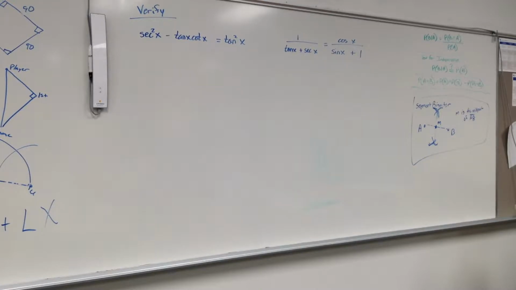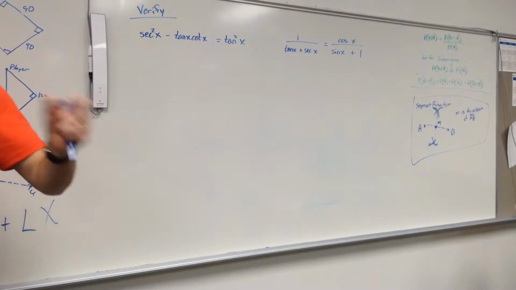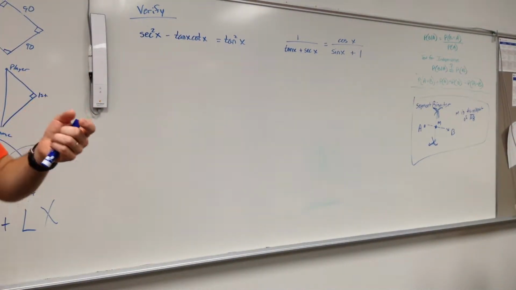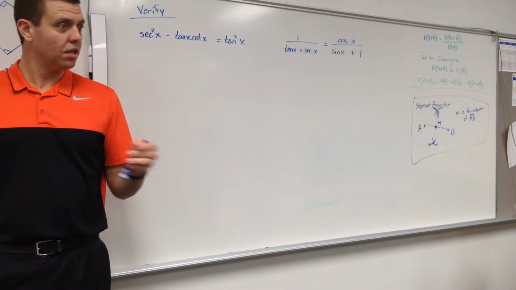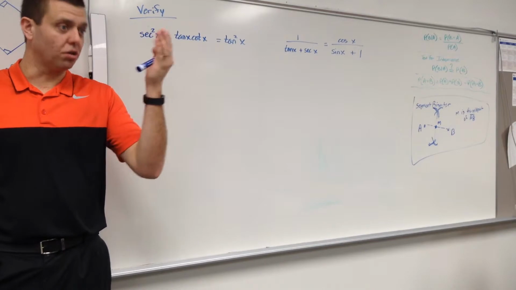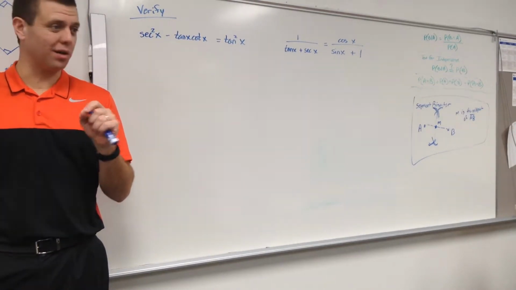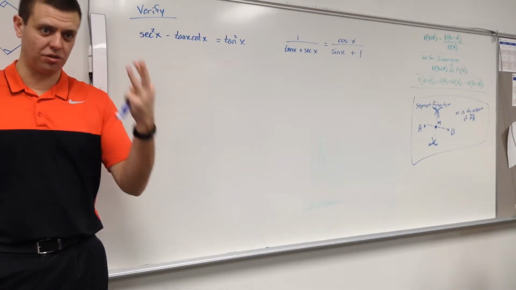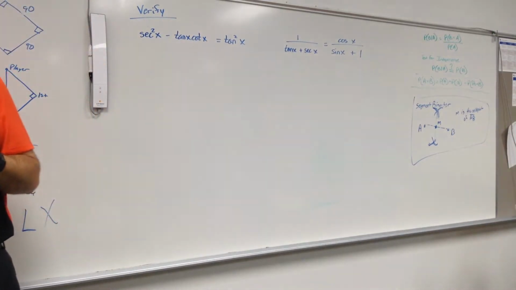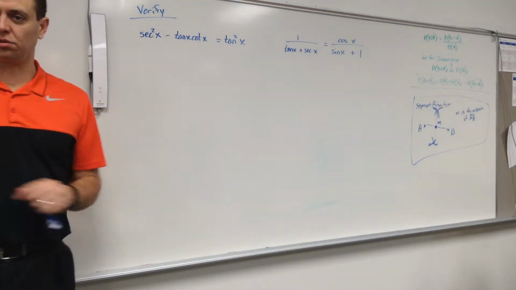But we need to know all the identities that we talked about before break. Sine and cosecant are reciprocals of each other. Cosine and secant are reciprocals of each other. Tangent is sine over cosine. Cotangent is cosine over sine. Sine squared plus cosine squared equals 1. That was one of your Pythagorean identities. You had 3 Pythagorean identities. All those could potentially show up again as you're working through some of these.